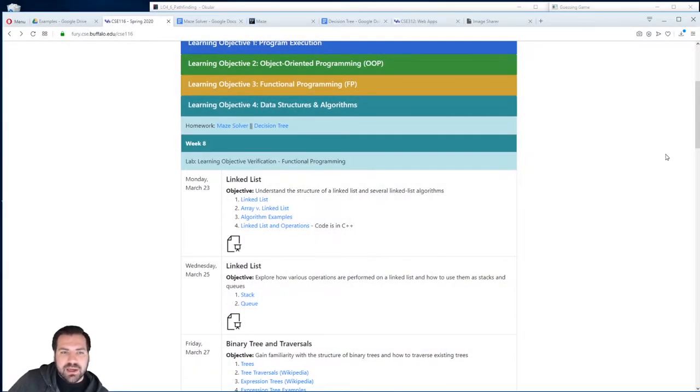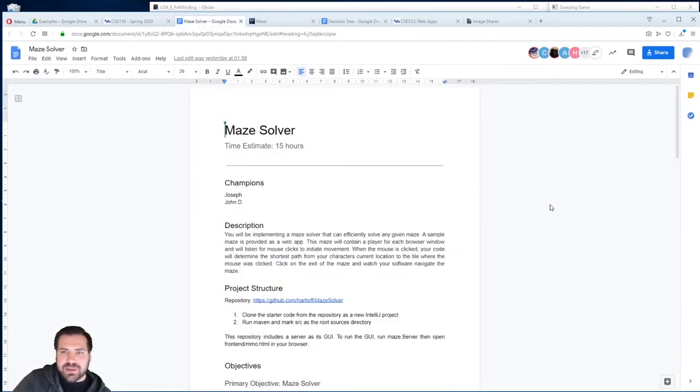So, big news. I was later than I wanted to be with these, but I still feel like I'm recovering from this big transition. Still getting caught up on a lot of things. But the next homework assignments are out: Maze Solver and Decision Tree. So let's take just a quick look. I don't want to spend too much time on these. We can talk about them during the Q&A if you ask.